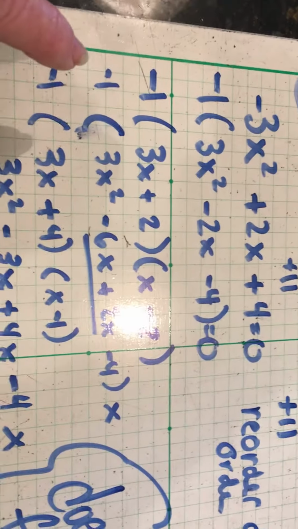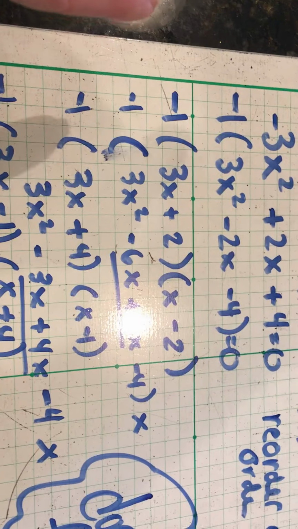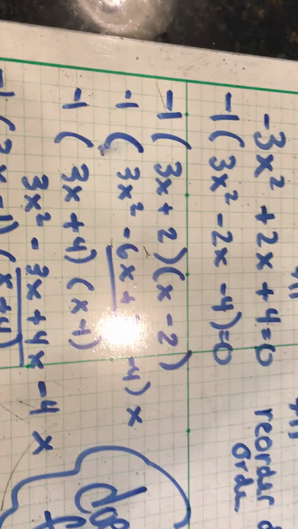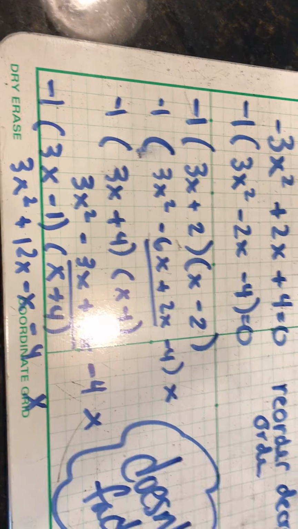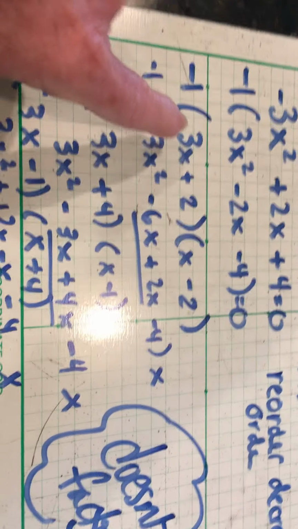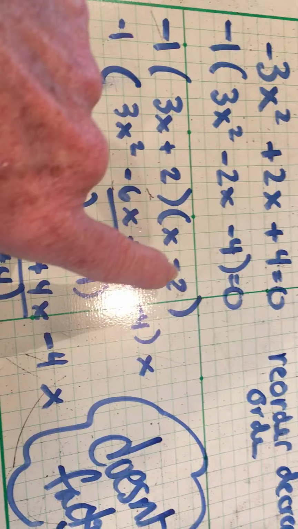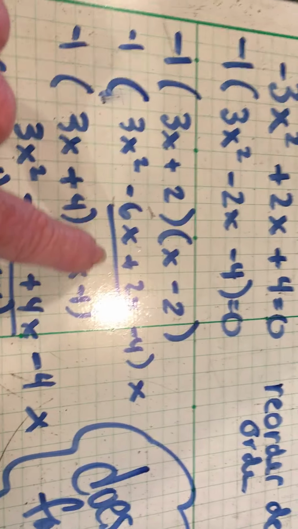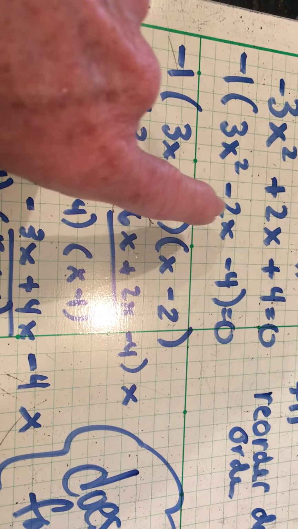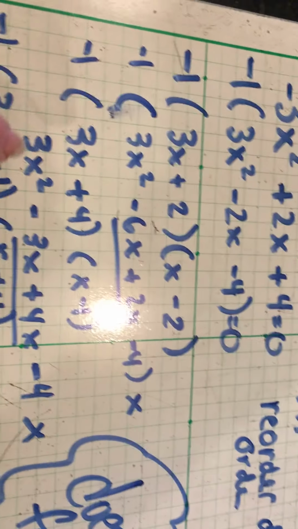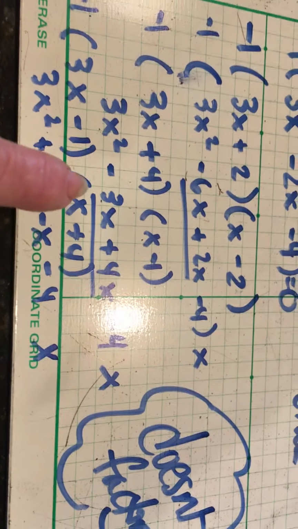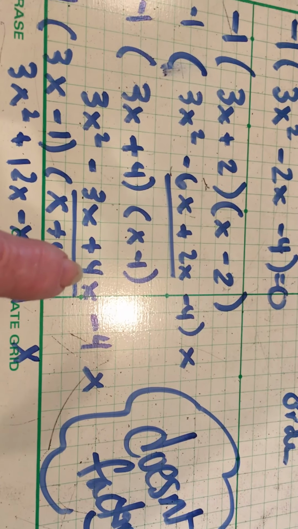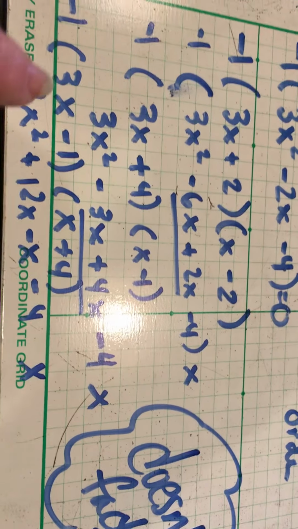I tried factoring it all the different ways I could think of, and you can see them no matter which one. And I did my checks to prove that when I tried 3x plus 2 and x minus 2, I got, for a middle term, negative 4x. I'm supposed to be getting negative 2x. And I tried factoring it 3x plus 4 and x minus 1, and that got me a middle term of positive x. Still not negative 2x.